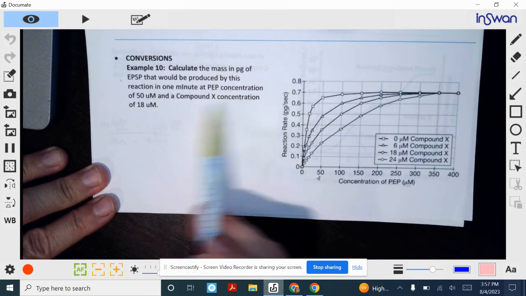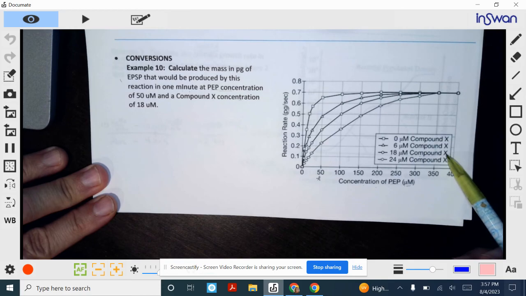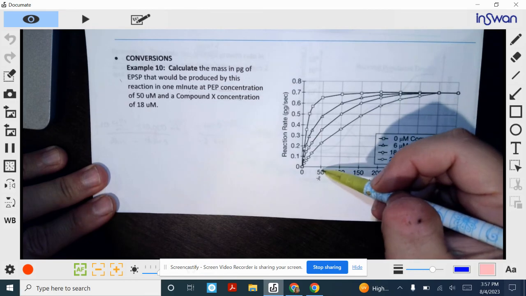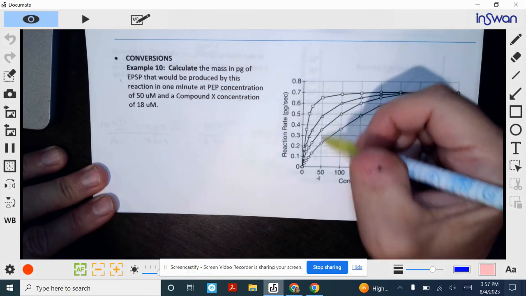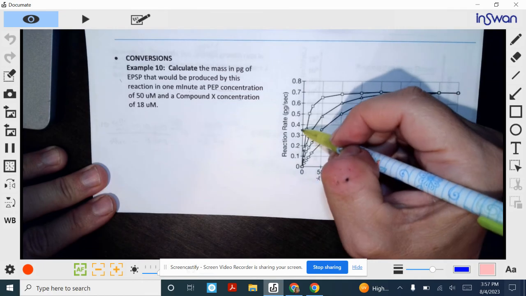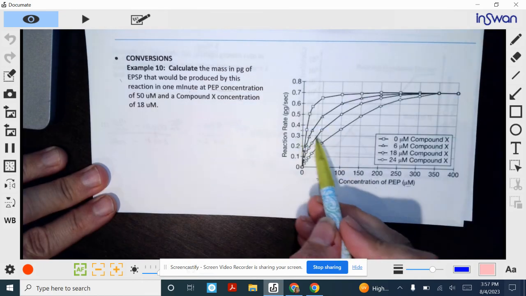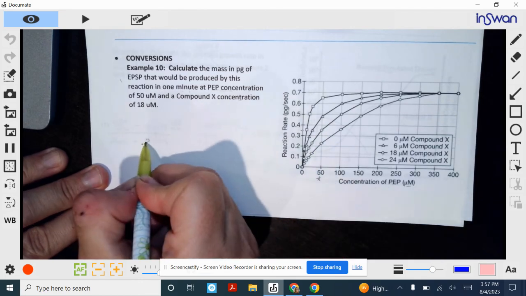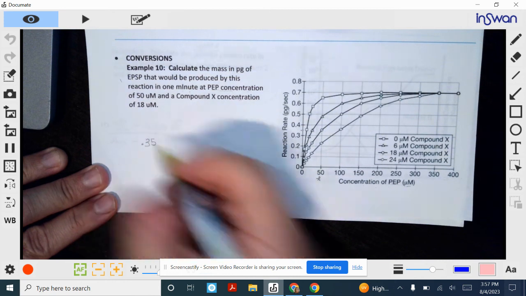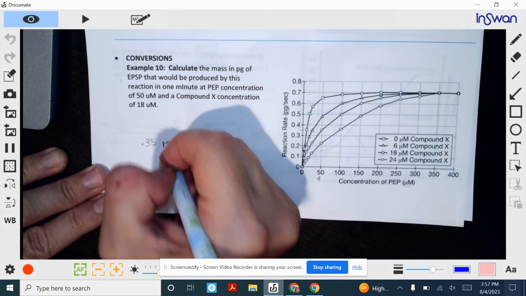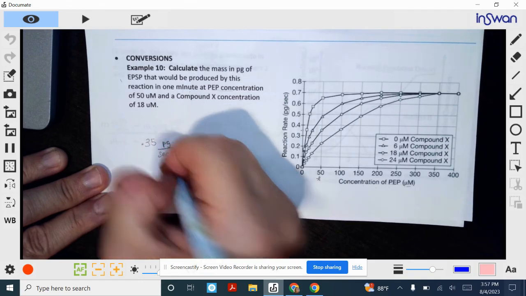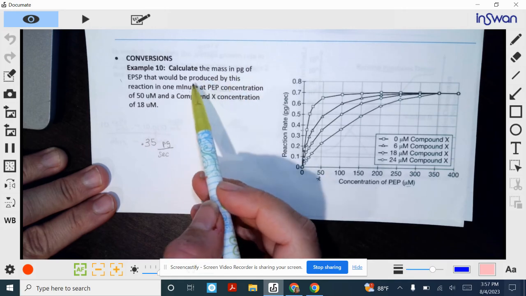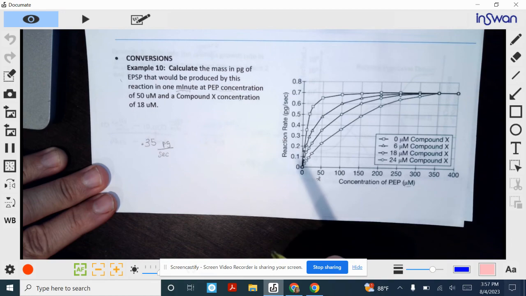And a compound X concentration of 18. Compound X, here it is, 18. My bad eyes, I believe that would be the circles, right? So at 50, here's my circle. All right. So what I figured out is that we are getting 0.35 because that's in the middle. PG per second, right? All this is wanting you to figure out is how much PG we're going to be getting in 1 minute, okay?